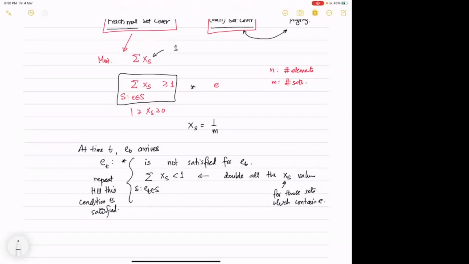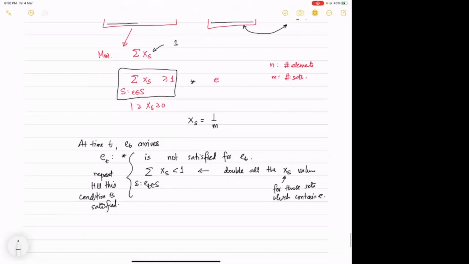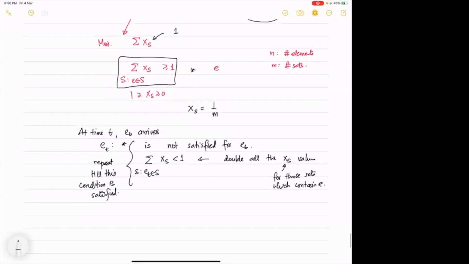Okay, and that's it. So that's the complete algorithm. Is this algorithm clear? Okay.